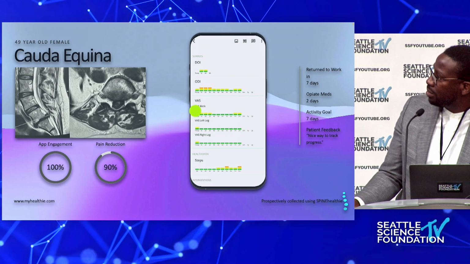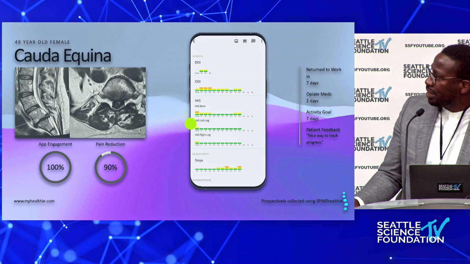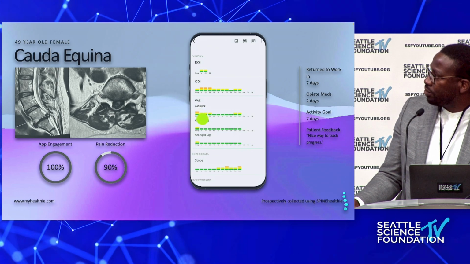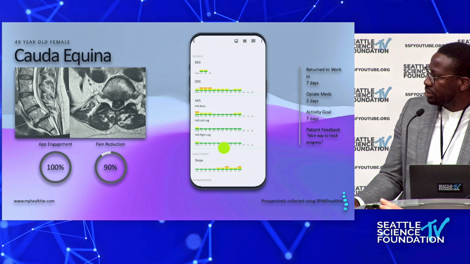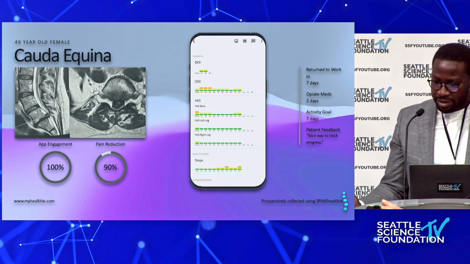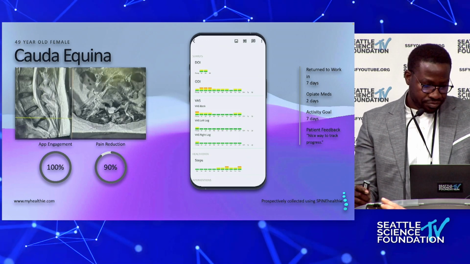You can see that she had back pain, not a lot of leg pain, but surprisingly, by day 1, the back pain started to come down. She's 3 months out, and she's doing quite well. You can also see how much she's walking. I love my iPhone user patients.